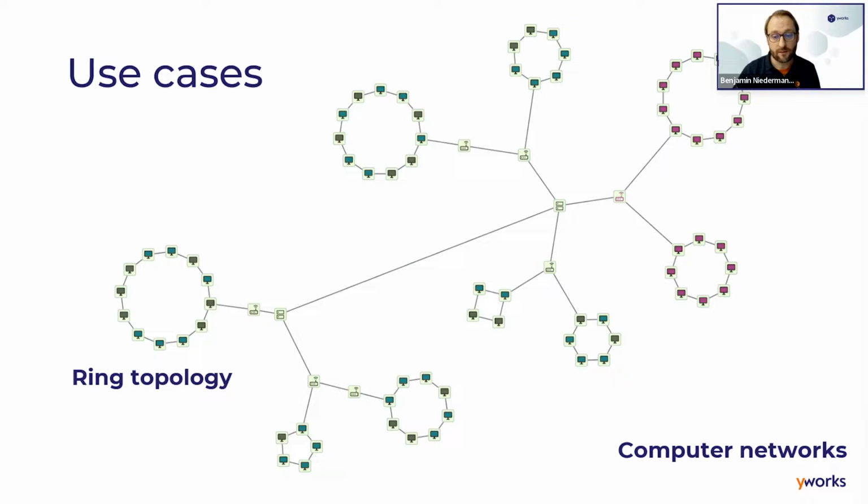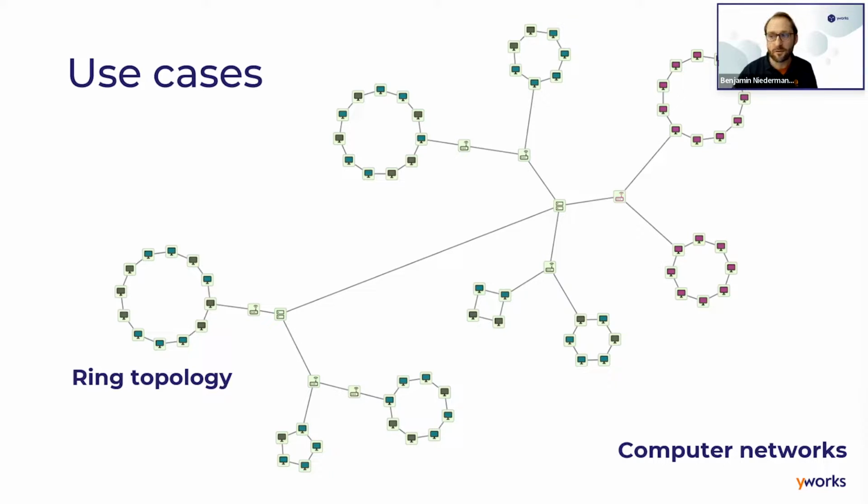The second use case is computer networks. Here you often have some kind of basic backbone structure, which is also often tree-like, but of course you can also have more complex structures. And this backbone structure connects subnetworks with each other. Here in this case, there are very simple structures, namely ring topologies, but these structures can, of course, be more complicated. And this gives you a very simple way to visualize this computer network.